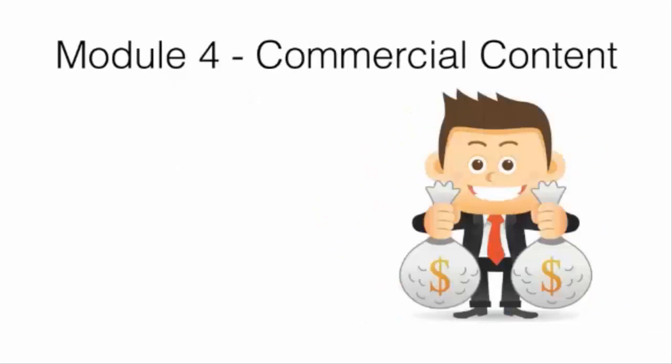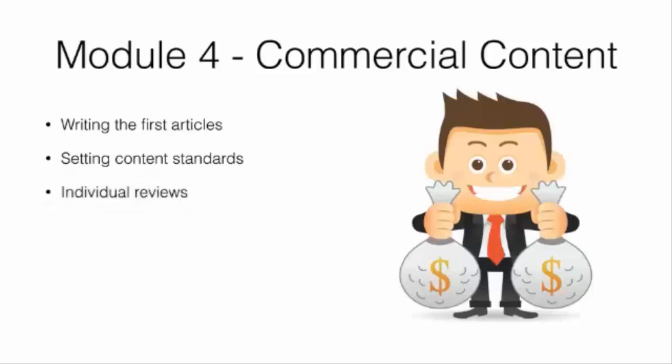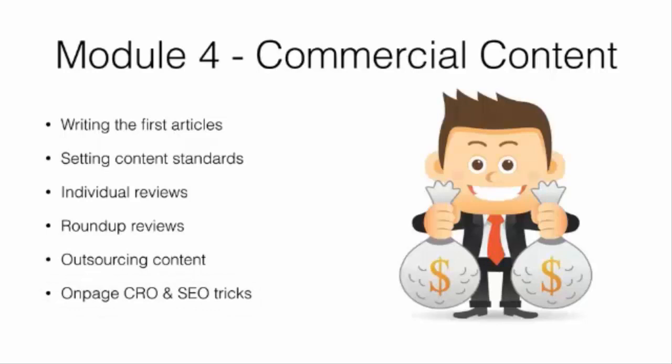So in module 4, we're going to talk about commercial content, and we're going to talk about writing your first articles. Then we're going to talk about setting content standards so that you actually stand out in the competition. And you're not just a shitty Amazon website that you see everywhere all the time. You're something that looks a little bit better. Then we're going to talk about building individual product reviews. We're going to talk about roundup reviews. We're going to talk about outsourcing content and how we actually did it in a case study site. And finally, we're going to finish with on-page CRO and SEO tricks to generate more sales with your commercial content.